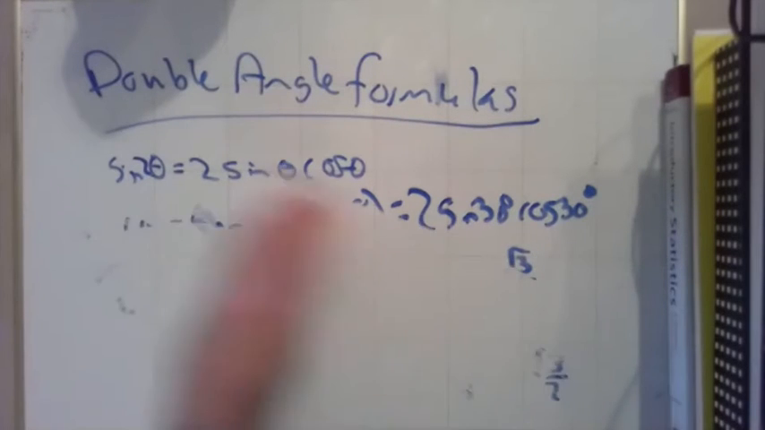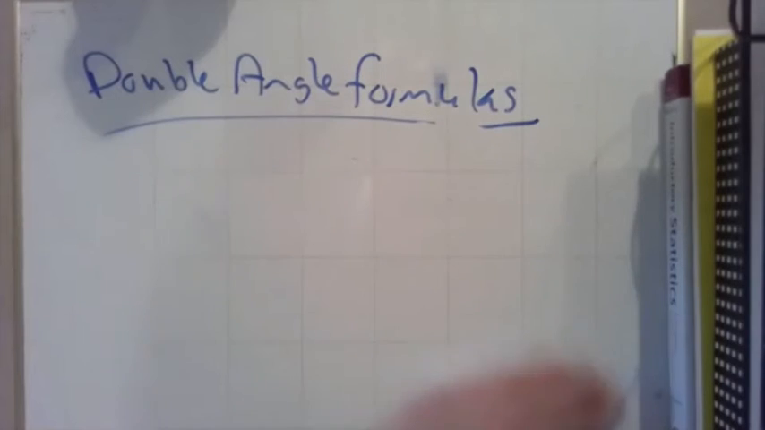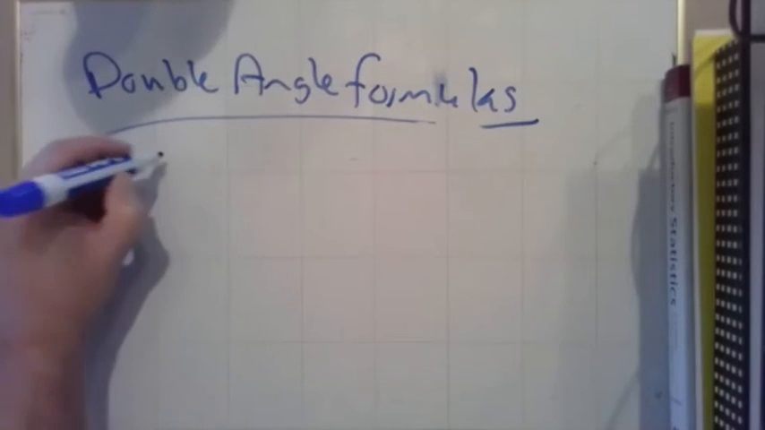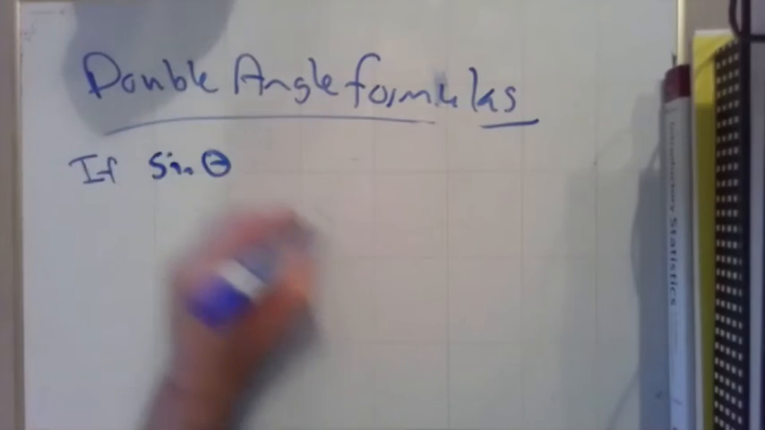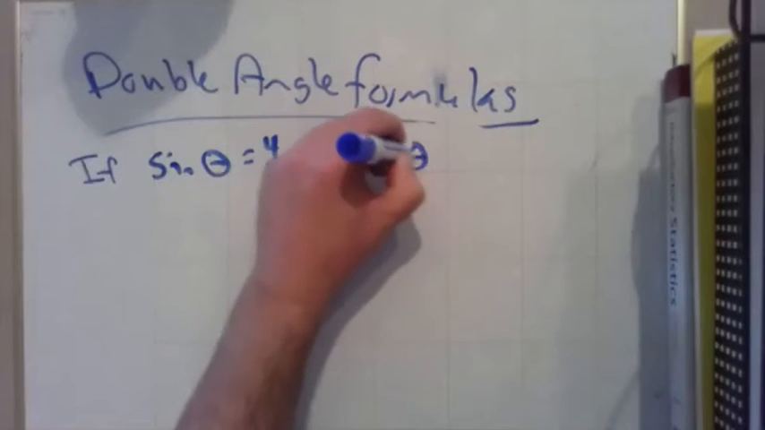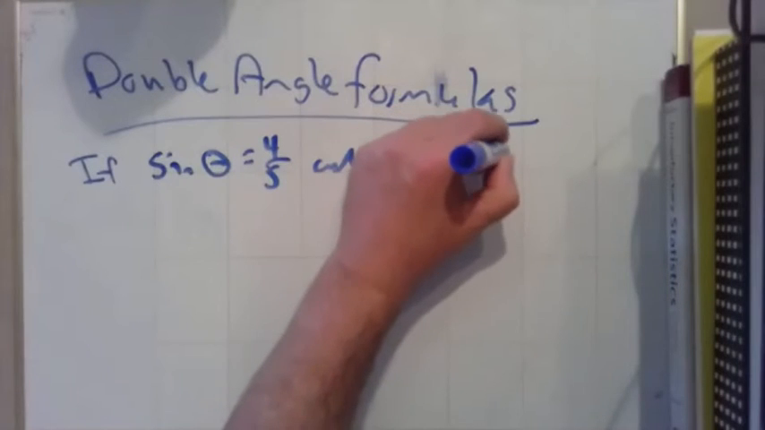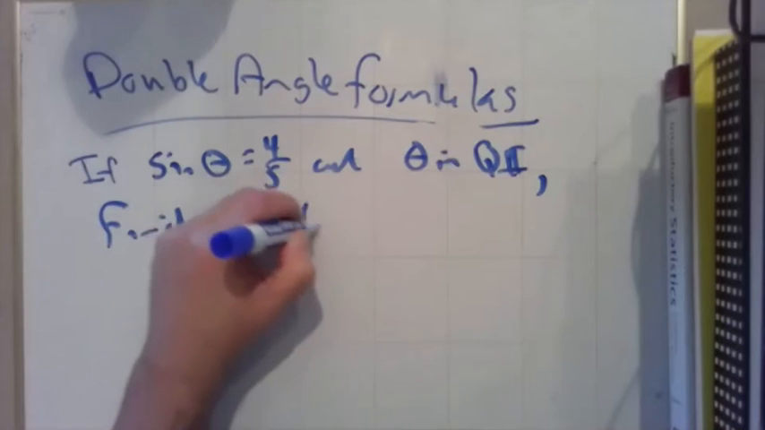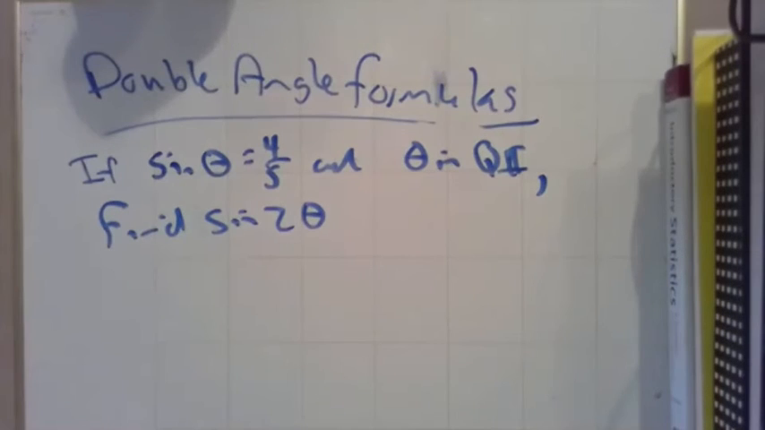Now, where we use these double angle formulas are in questions like this. These are fun. If sine of theta equals 4/5, and theta is in quadrant 2, find sine of 2 theta. These are draw the triangle problems. Every one of these, we have to draw the triangle. There's no other way to do this. If you're using your calculator, you're doing it wrong, and you're going to get the wrong answers.